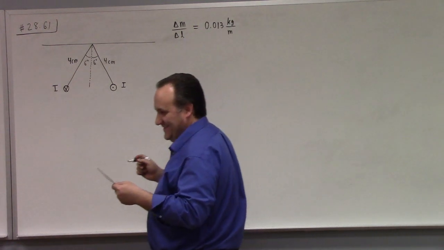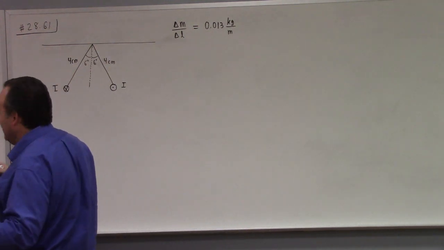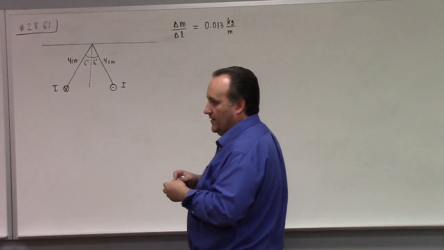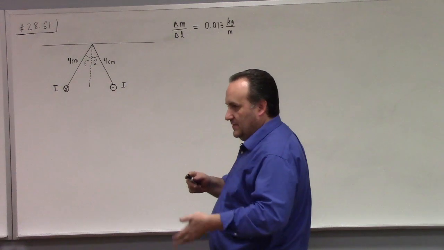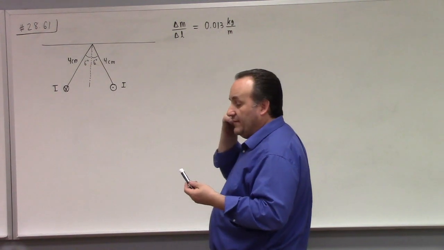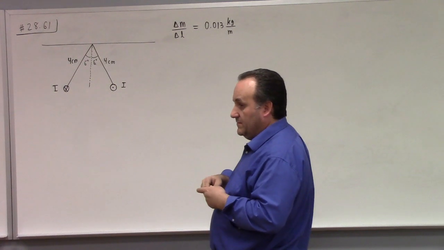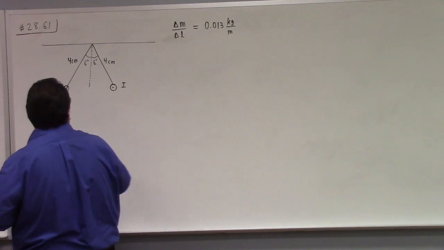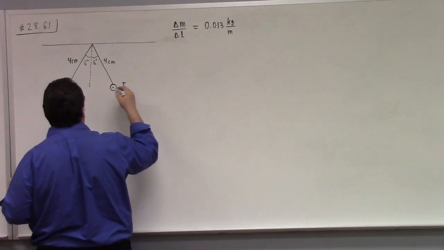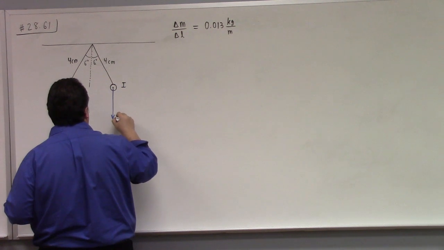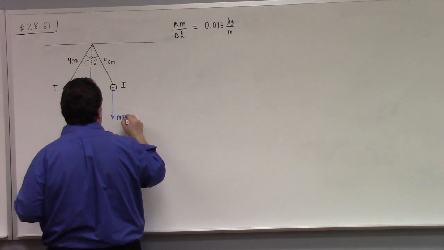Cool. So what's going on here? Why are they not just hanging straight down? Obviously, this problem is assuming gravity. So in both of these, we can focus on whichever one we like. I'm going to focus on the right one, like that. So this is mg.